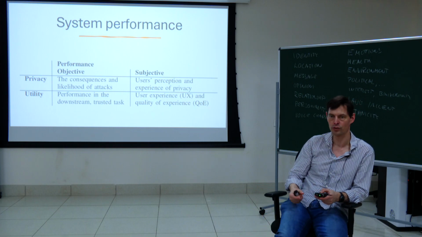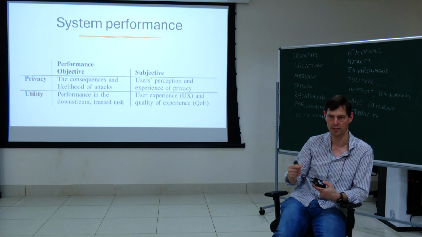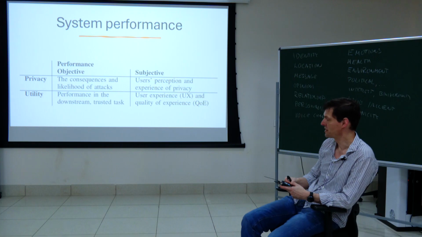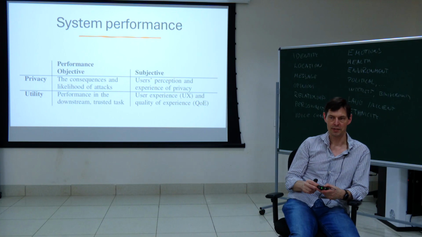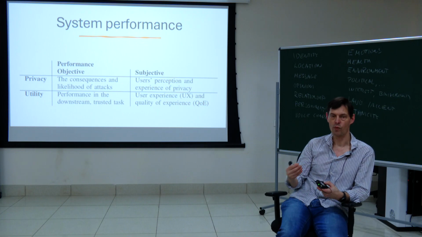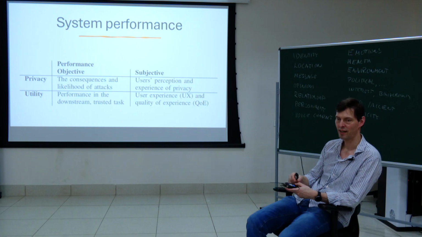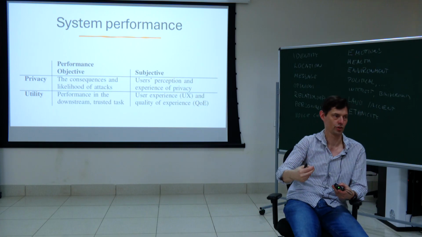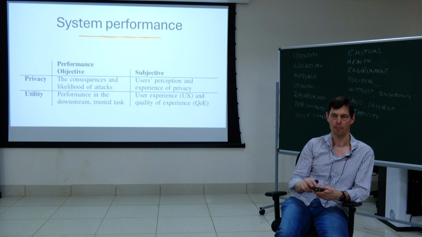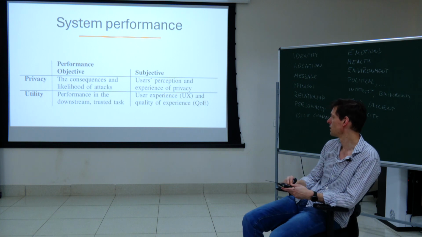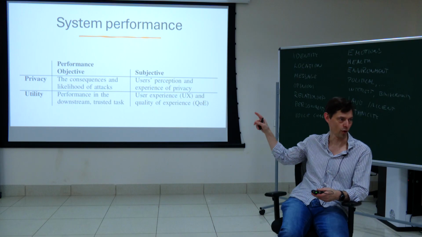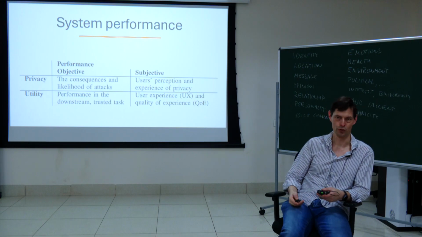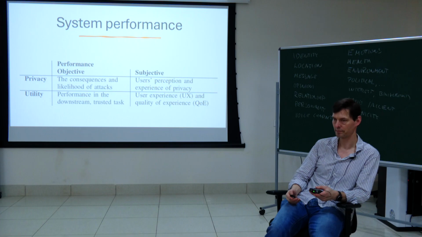And for both parts, privacy and utility, we have two parts: the objective performance and the subjective. The subjective refers to how we feel about it. Does it feel private? And does it feel like it fulfills what it's supposed to do? And we should always measure all four to get the complete picture of the system.